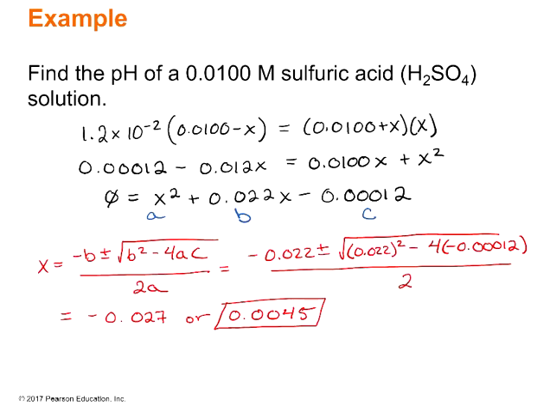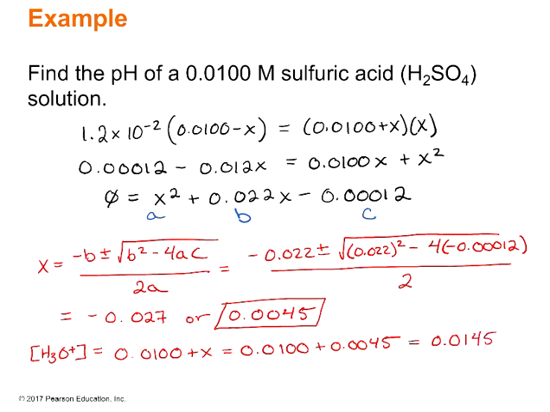So now H3O plus, the concentration of the hydronium ion, we said that at equilibrium it's equal to 0.01 plus x. So that would be 0.01 plus 0.0045. So the total concentration of hydronium ions from both steps of the ionization of sulfuric acid will be 0.0145 moles per liter.